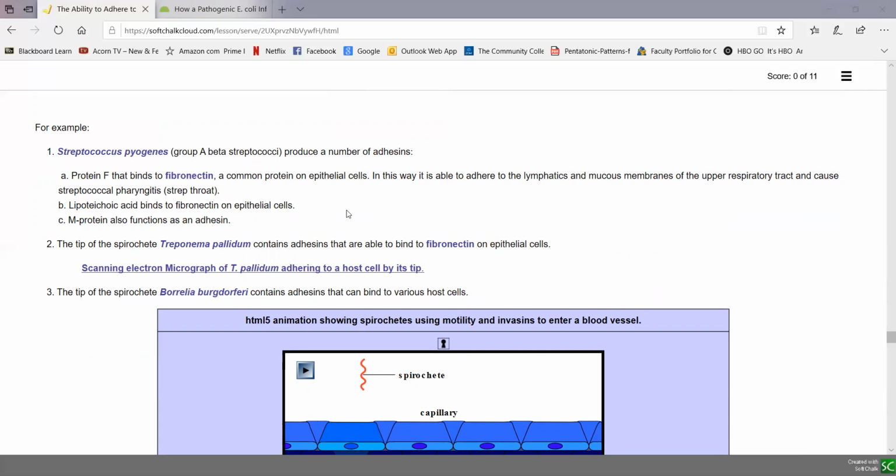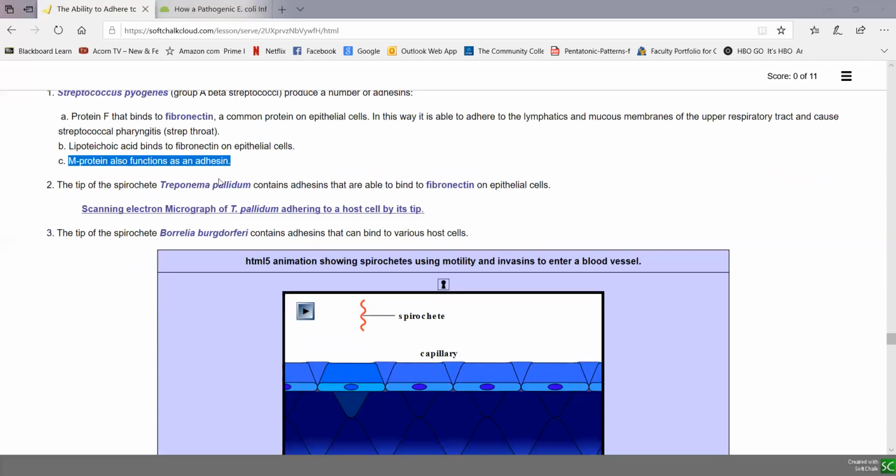Streptococcus pyogenes, the group A beta strep that cause strep throat, has a variety of adhesins. It produces protein F that binds to fibronectin, and fibronectin is a common protein on epithelial cells. So this way it can adhere to the lymphatics and the mucous membranes of the upper respiratory tract in order to cause streptococcal pharyngitis, or strep throat. One of its cell wall components, lipoteichoic acid, is also able to bind to fibronectin and act as an adhesin. And then another protein called M protein is a third adhesin that it has.